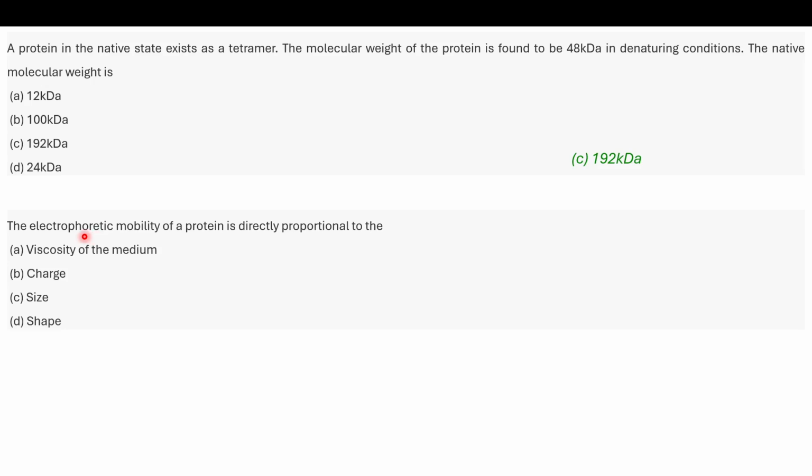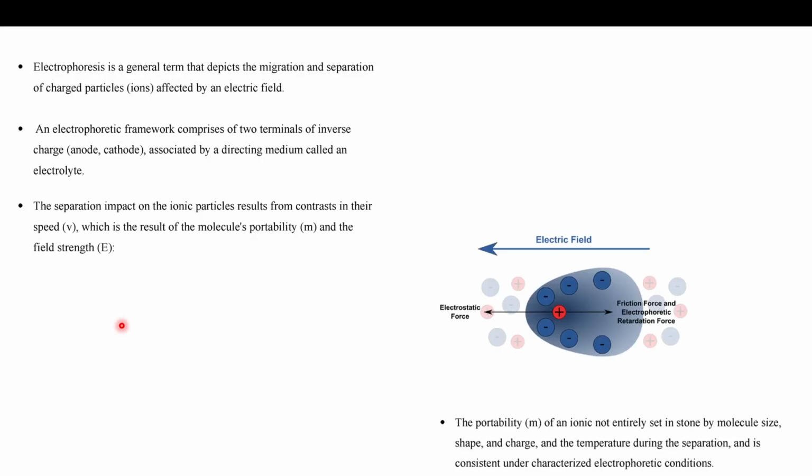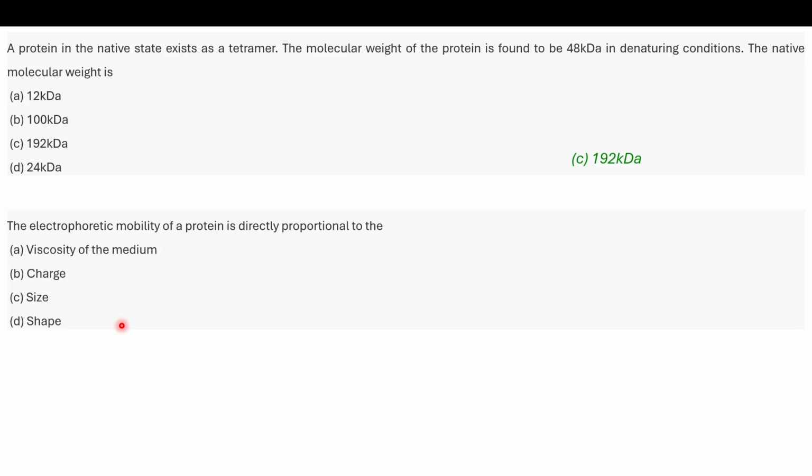Now, when we were talking about electrophoresis, the electrophoretic mobility of a protein is directly proportional to which of the following? Do you remember? Then you can try. Charge. Yes, it is charge. It will be option B.